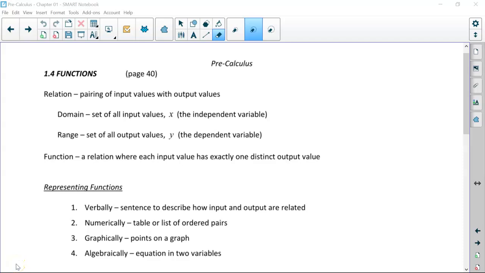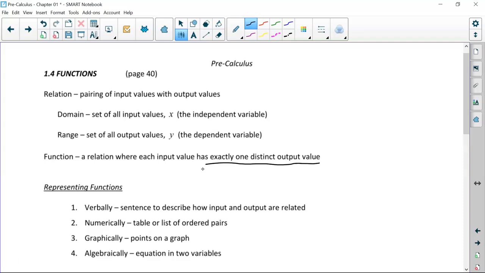Welcome to section 1.4. We're going to be talking about functions. Now, when we talk about a relation, it's a pairing of an input value to an output value. So all of these are going to be relations, but not all of them will be functions. A function is a special type of relation where each input value has exactly one output value.